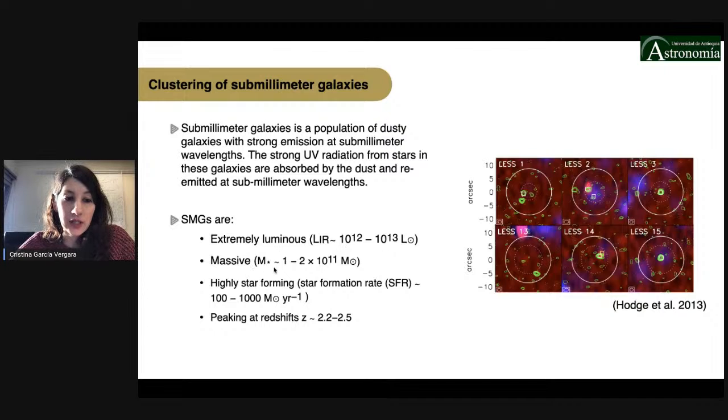They are very massive, have high stellar masses, and are star forming. They have high star formation rates, around 100 to 1,000 solar masses per year. Then it's a really high star formation rate, and they also have a peak at redshift between 2.2 and 2.5. Most of the SMGs are actually, by definition, located at high redshift. And here I'm just showing some examples of sub-millimeter galaxies detected with ALMA that you can see here in the green contours.